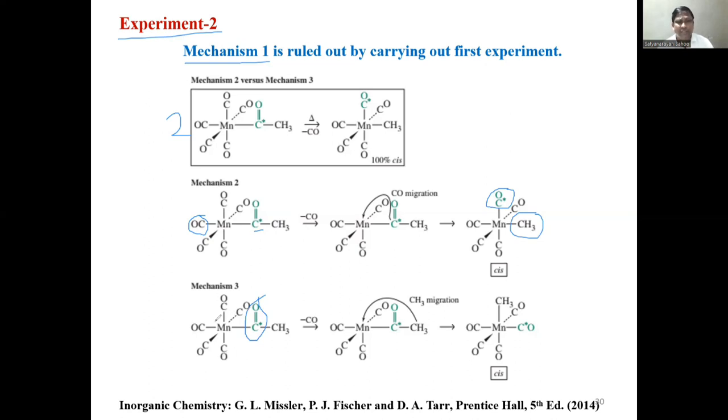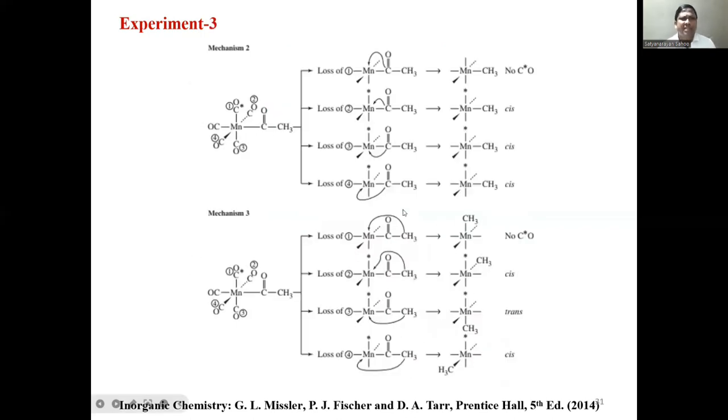So now the CO is lost. Now the methyl group migrates to one of the positions, let us say to this position. Now you can see this methyl and labeled CO are cis to each other. So we cannot draw any conclusion by conducting experiment 2, whether mechanism 2 is right or mechanism 3 is right. So what we need to do is see the third experiment to see which mechanism is actually right. Now let us see the third experiment.